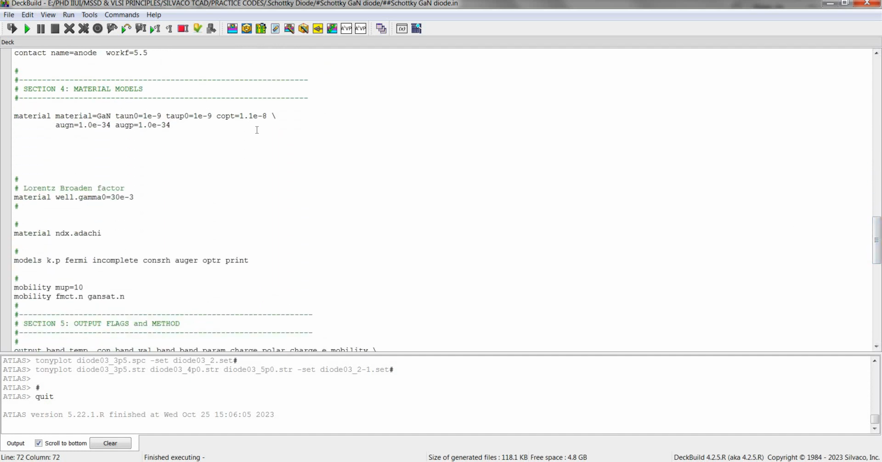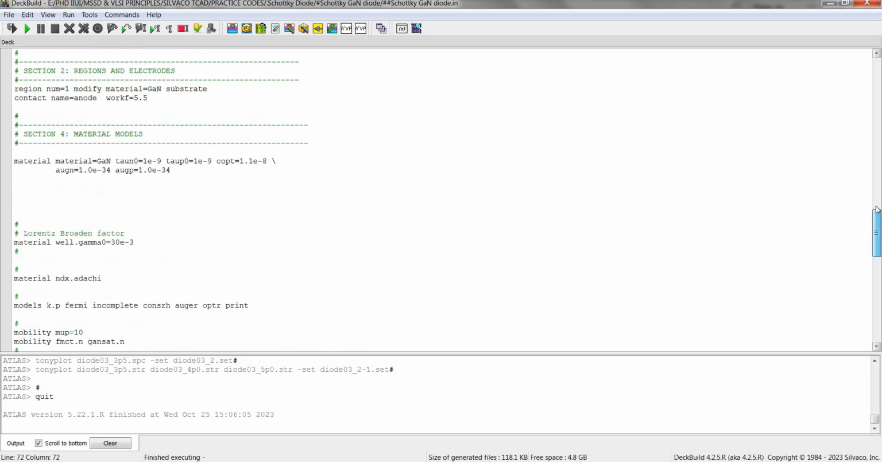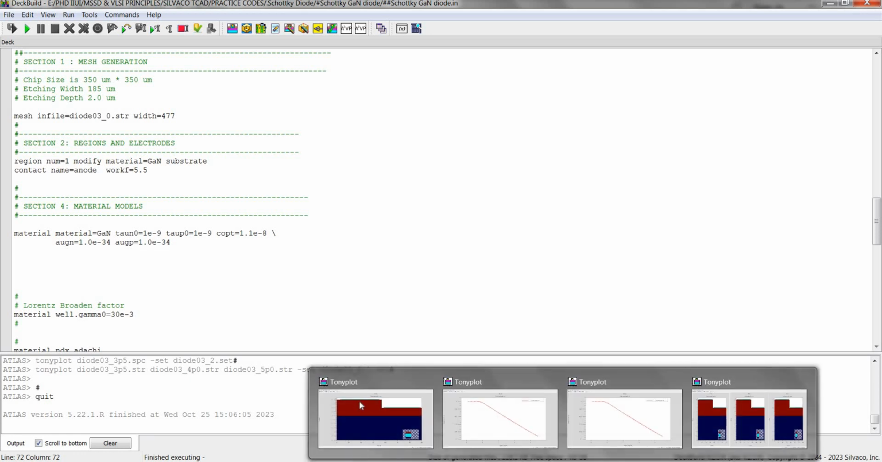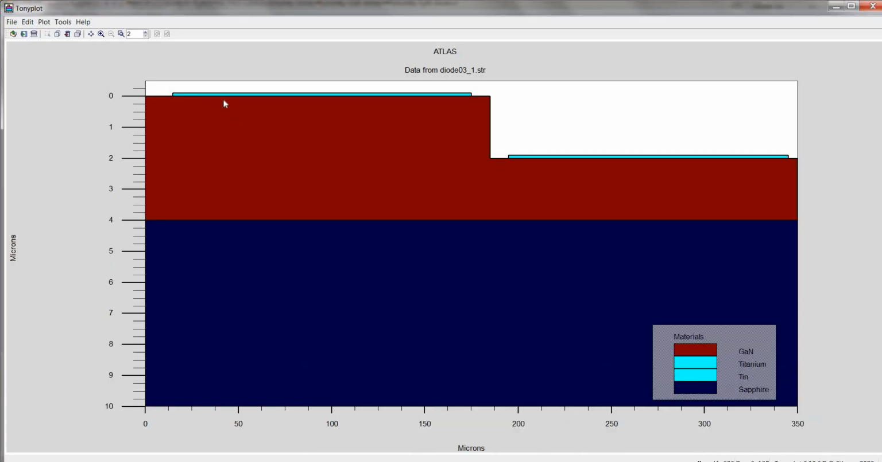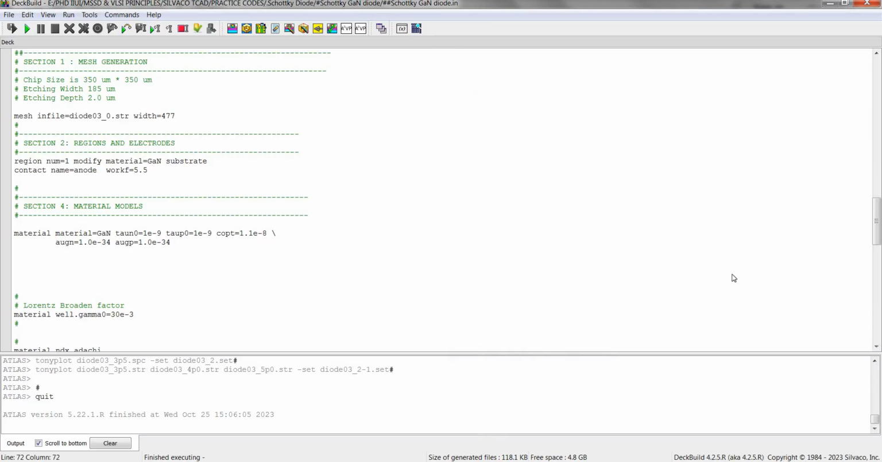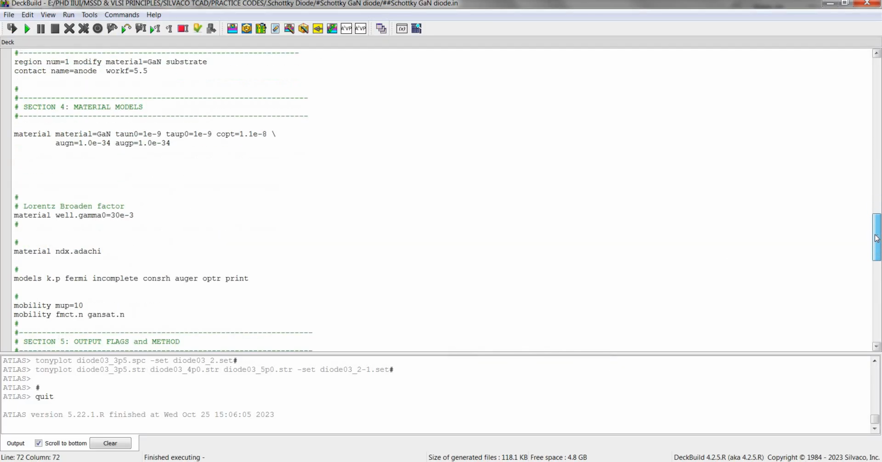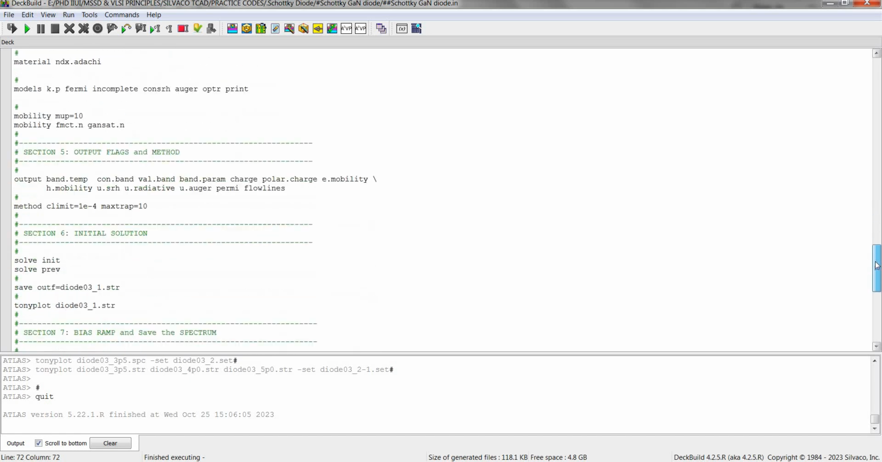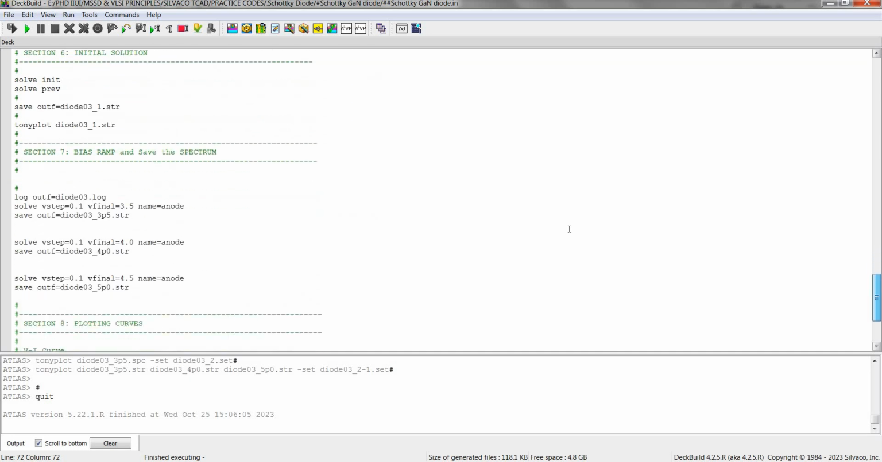Here I've defined some properties for the gallium nitride material, and above that I've defined a work function for the anode contact. This contact at the top I've defined as anode, and I've allocated a work function of 5.5 to the anode contact. And then later we have some commands for plotting. And after that I've code for running the simulation from 0 to 4.5 volts.